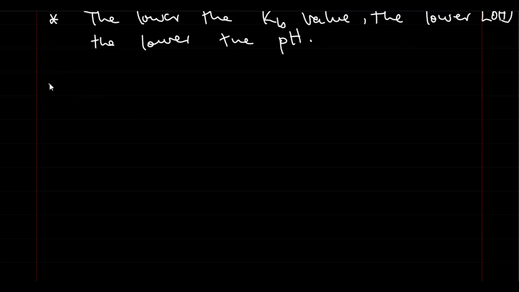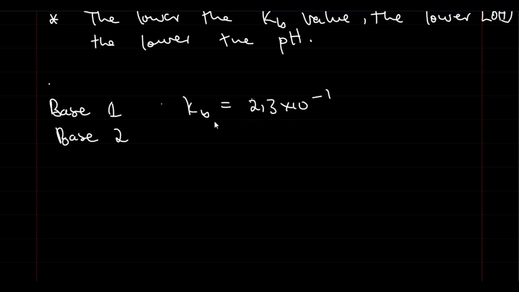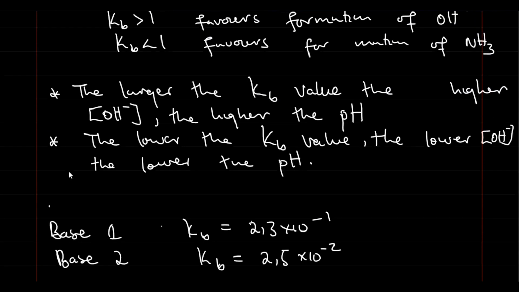Now this is what I wanted you to see. If I compare two bases, base one and base two, and base one has a KB value of 2.3 times 10 to the power minus 1, and base two has a KB of 2.5 times 10 to the power minus 2, they ask you between base 1 and base 2, which one is a stronger base?